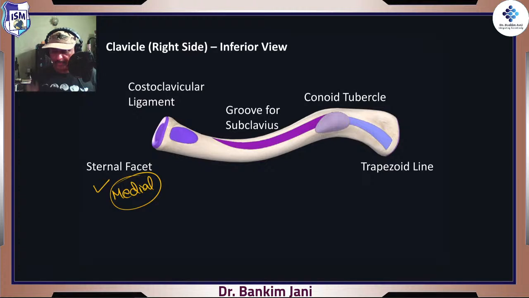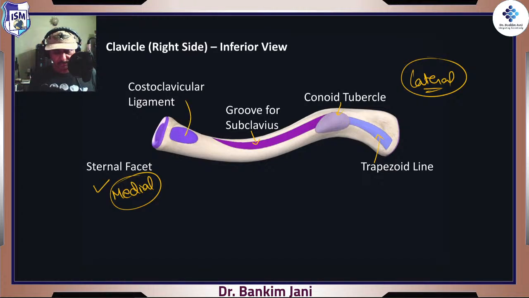But this conoid tubercle, yes, it was near the lateral end, right? So that's the lateral end, that's the conoid tubercle. This is the trapezoid line, a strong impression. And we said in the identification that the lower surface is grooved. That lower surface is grooved thanks to our small but cute muscle, subclavius. It is creating that groove. So this is the reason why it is grooved.